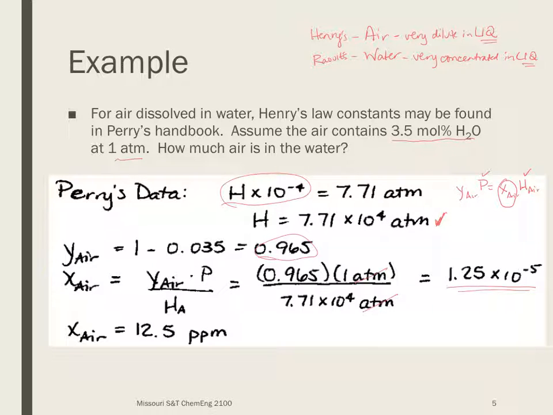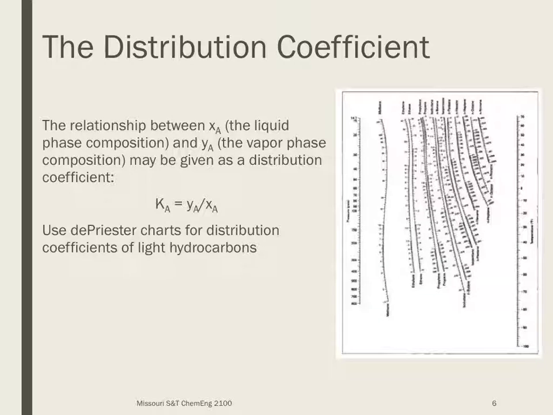Now this is a good opportunity to practice using parts per million. To convert to parts per million, you multiply by 1 million. And so therefore this system has 12.5 parts per million air in the water. Now, frequently we're going to talk about things, and we'll do a lot more of this in future courses. But we want to introduce the concept to you now.